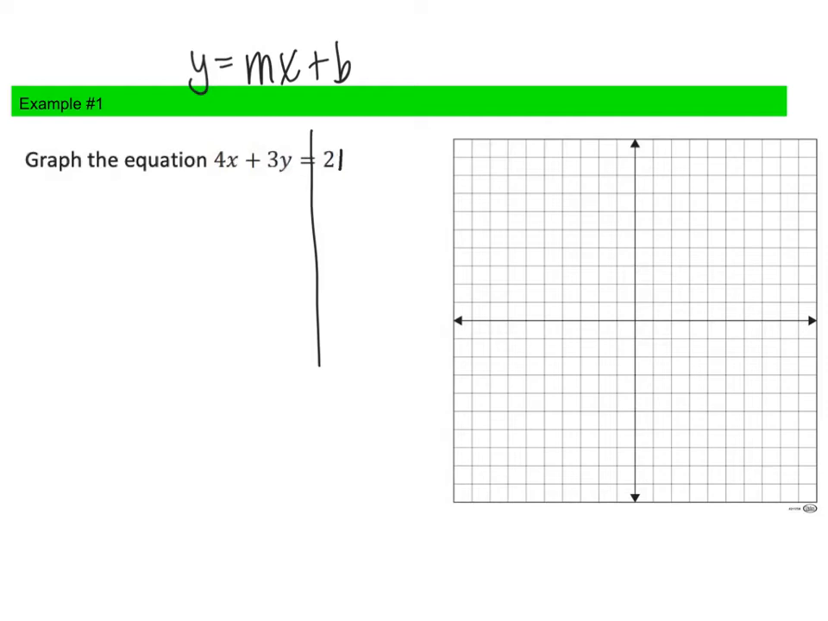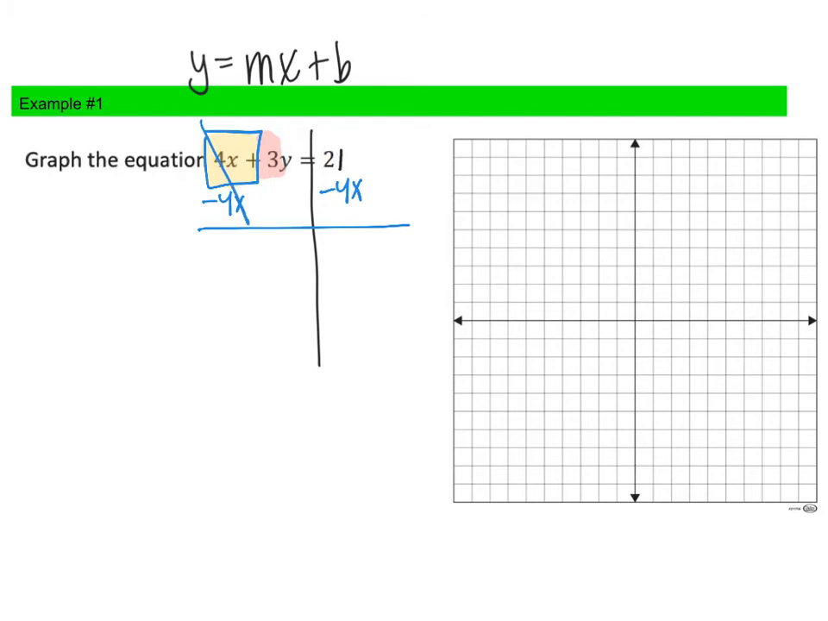Right now the y is not by itself. You can see that it has a couple things going on. It's being multiplied by 3 and it's being added to 4 x's. So I'm going to do the opposite of those things to get it completely by itself. So instead of plus 4x, I'm going to do minus 4x. Sorry about that. And I'm doing it to both sides.